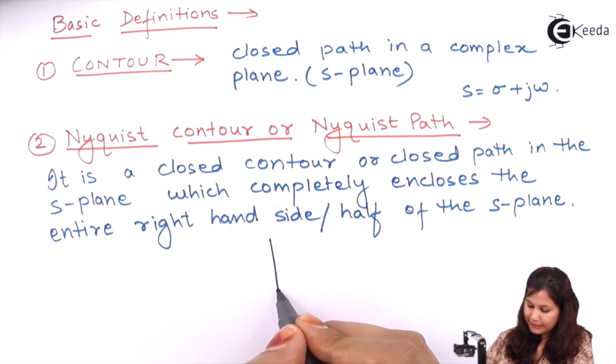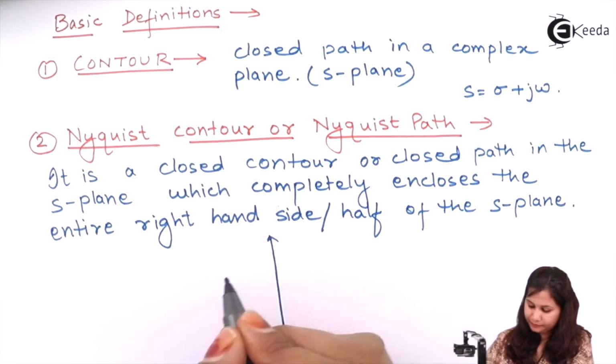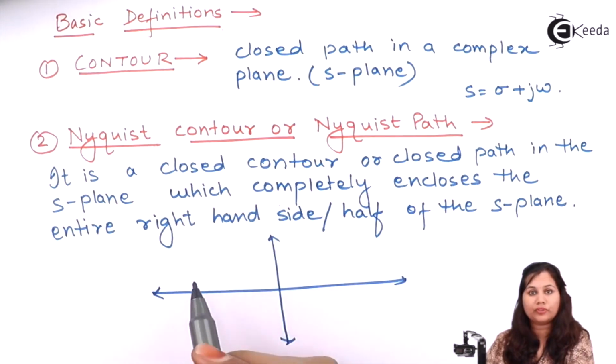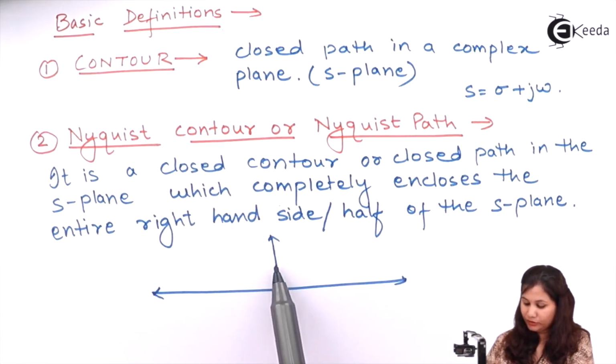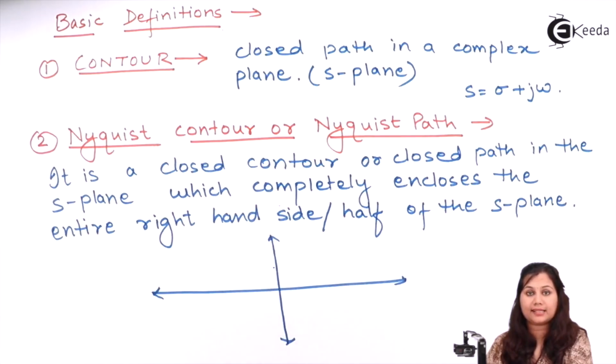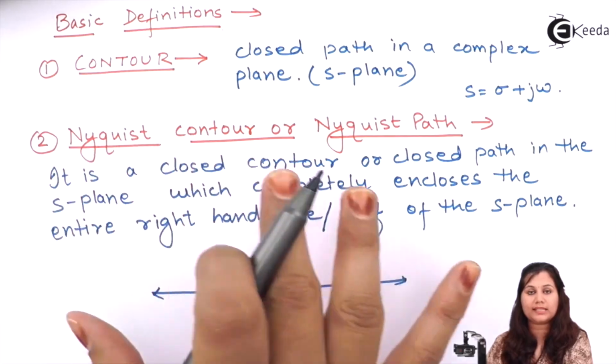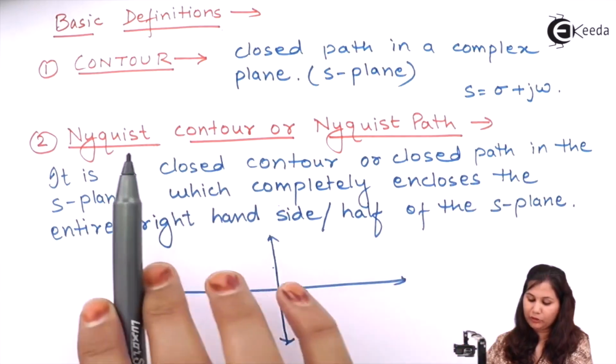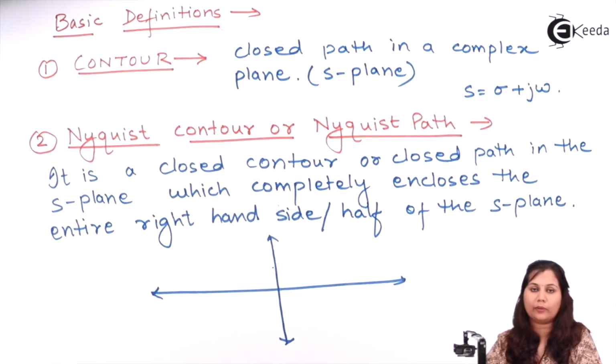So this is the S plane. We know that if the roots of the characteristic equation are lying on the right hand side, then the system is unstable. So what we are doing is enclosing this entire right hand side by a closed path, and this closed path will be called the Nyquist contour or Nyquist path.